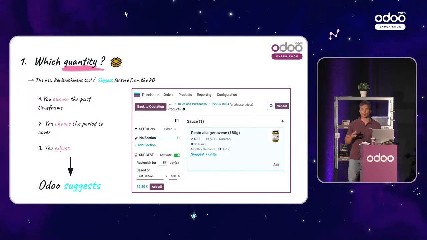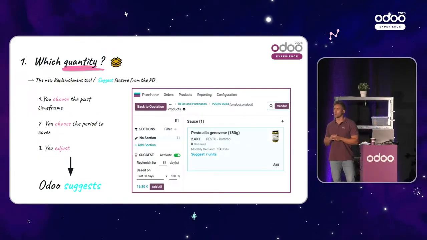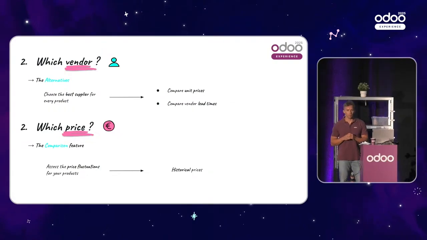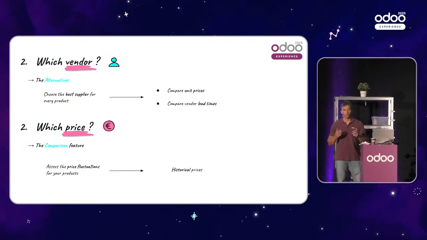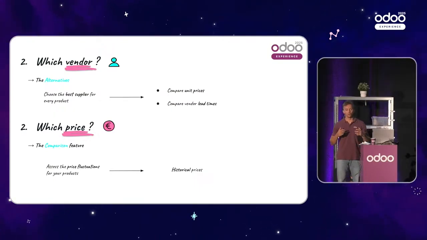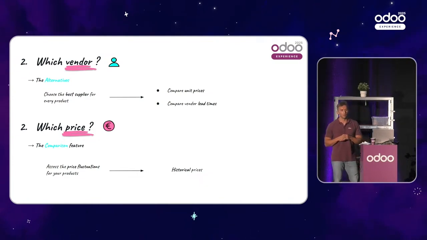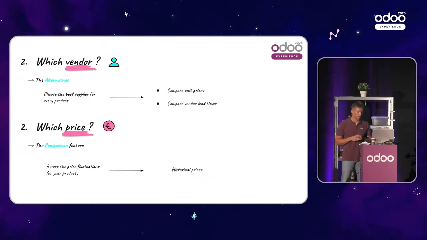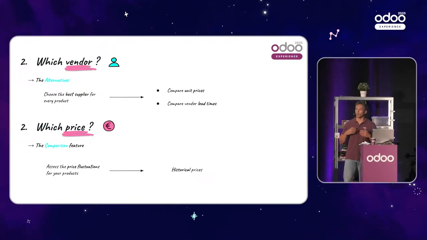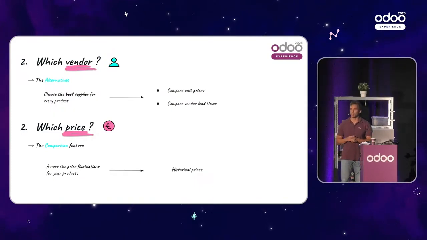With regards to the vendor selection and the price, Odoo offers two great features. The first one is the alternatives. The alternatives will allow you to select the preferred vendor based on some criteria that Odoo will facilitate for you, for instance the vendor lead time or the unit price as well. And we have the price comparison. The price comparison will allow you to see the price fluctuations over time and make decisions based on that.